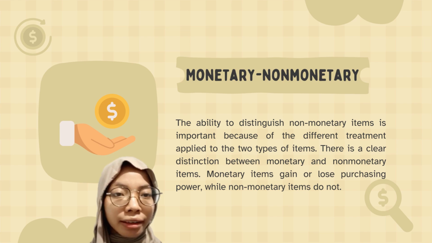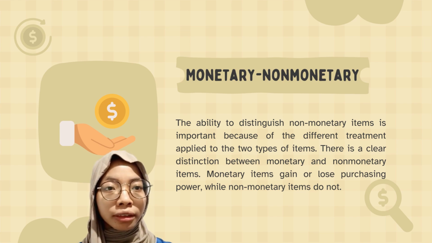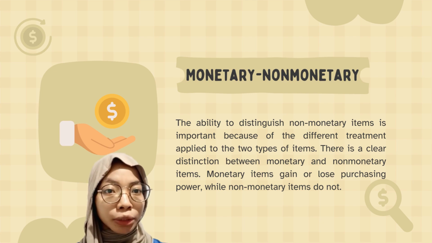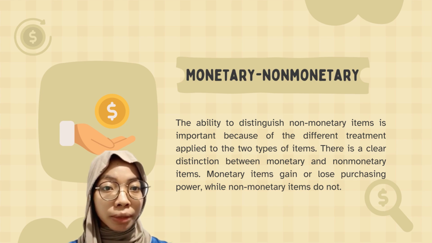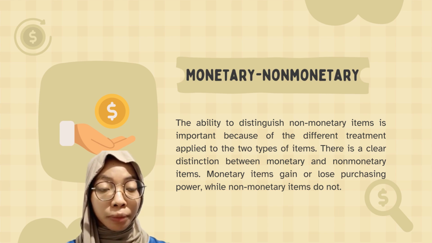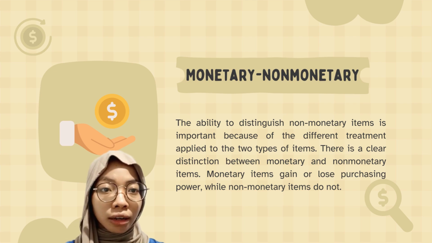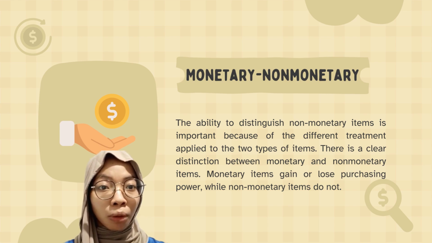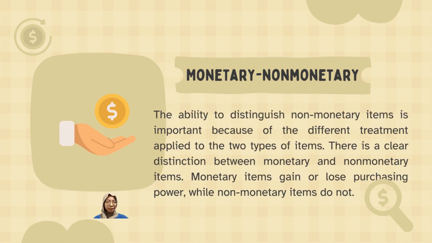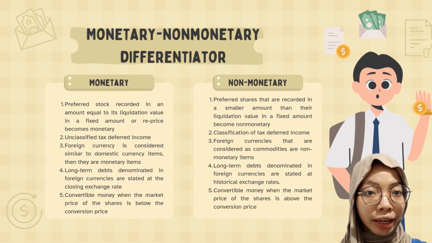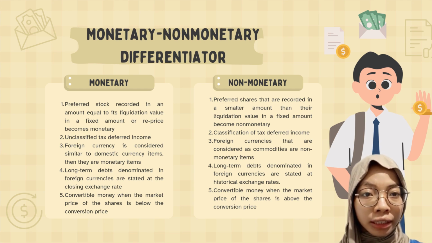Okay, the next material is about monetary and non-monetary items. The ability to distinguish non-monetary items is important because of the different treatment applied to the two types of items. There is a clear distinction between monetary and non-monetary items. Monetary items gain or lose purchasing power, while non-monetary items do not. Okay, next slide. Monetary, non-monetary differentiator.